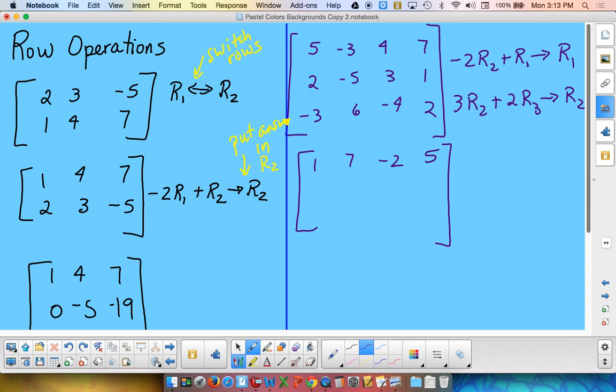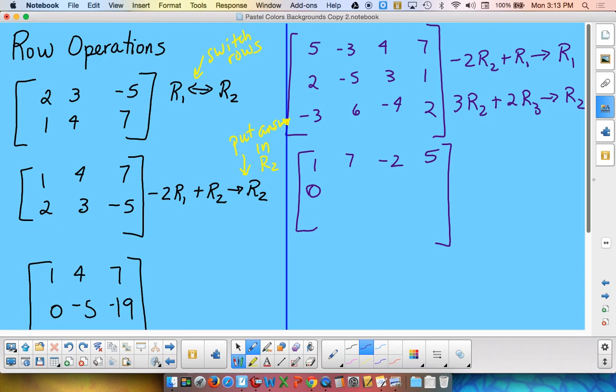Notice I didn't talk about it, but it said put my answer in row 1. I knew to write my answer in row 1 because it said to put it in row 1. Plus, I also know I'm out to get a 1 in that top row. The next one is now attempting to get us a 0 right here. Your goal is to always get the 1 in the top row and then get zeros down below it. So I want to get a 0 here.